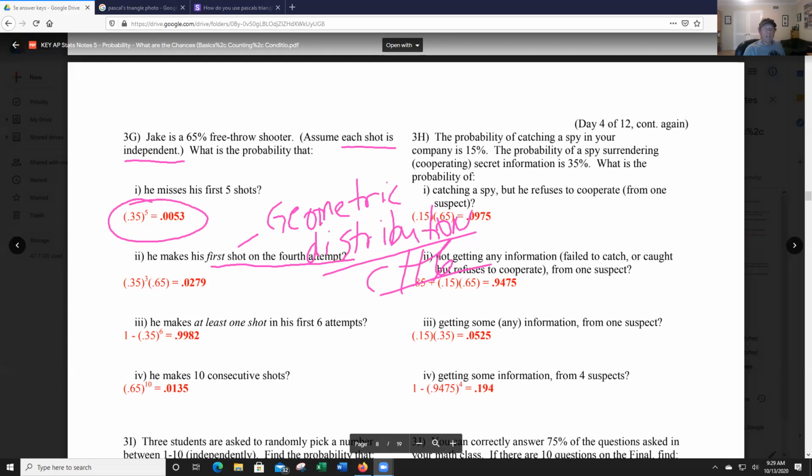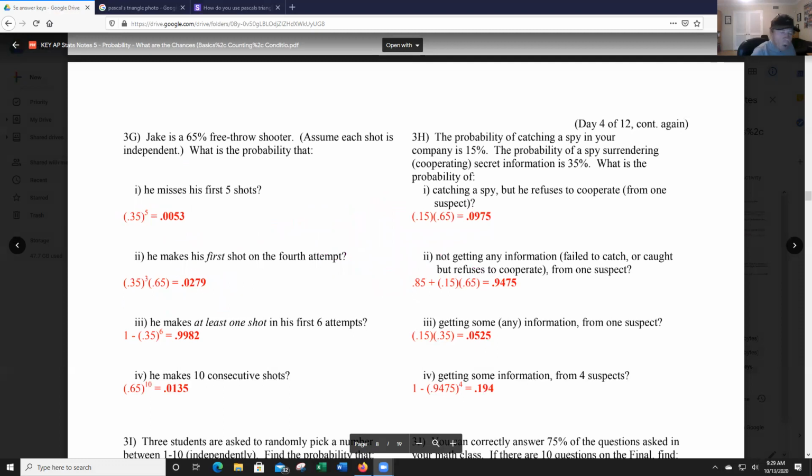Makes his first shot on the 4th attempt. What that means is he missed 3 times in a row. So the 0.35 to the 3rd happened. And then he finally makes one. So it's only about a 3% chance that you wouldn't see a success until the 4th shot. So if you're a coach and that happened, you might ask what's wrong. It's so rare.